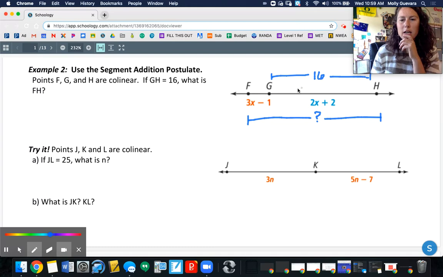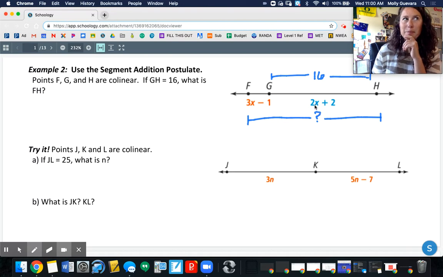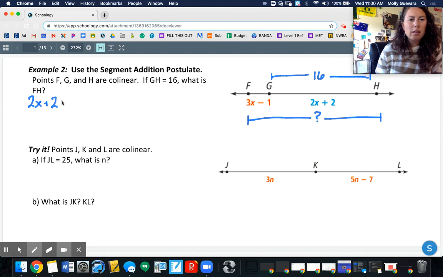So looking here, I see that G to H is 16, but I also see that G to H is 2x plus 2. So those two things have to be the same, right? If G to H is 2x plus 2 and G to H is 16, then they are the same thing. So I can go ahead and write an equation that says that. So I know that 2x plus 2 is the same thing as 16.